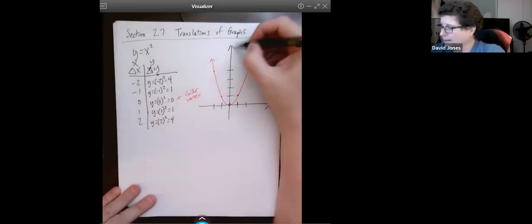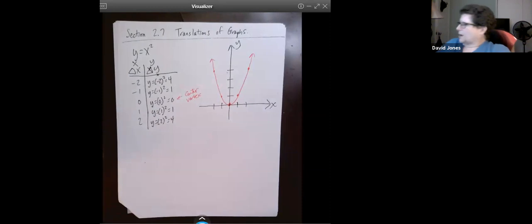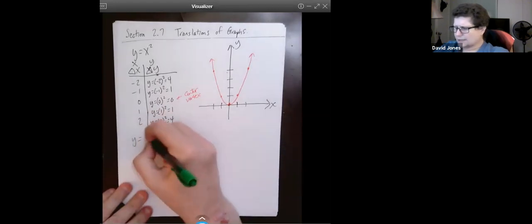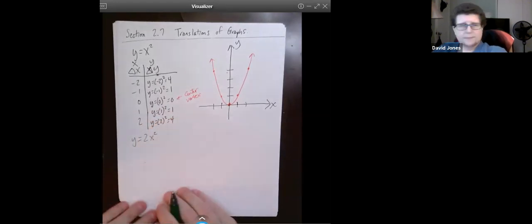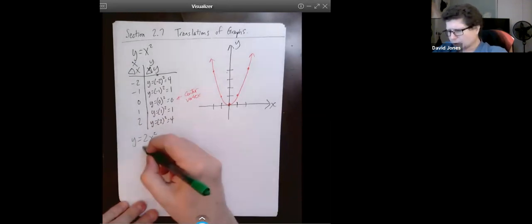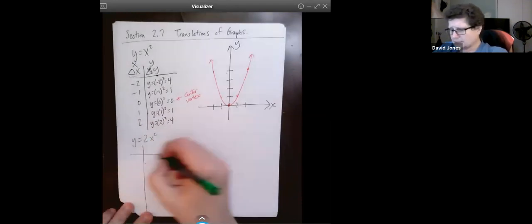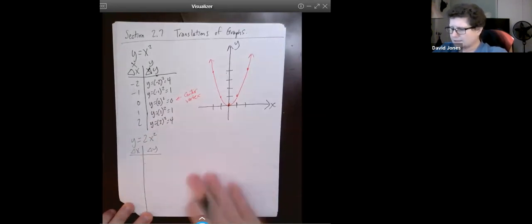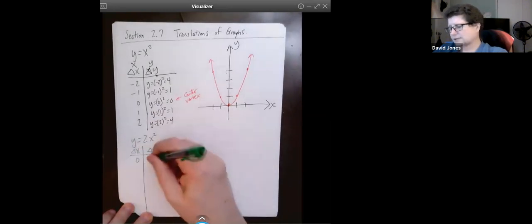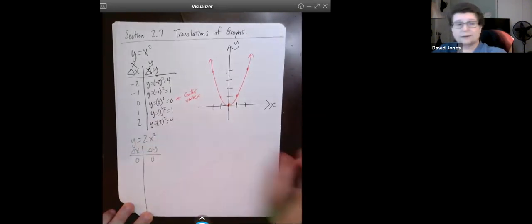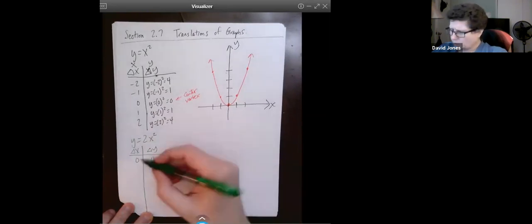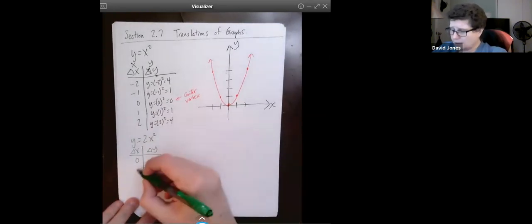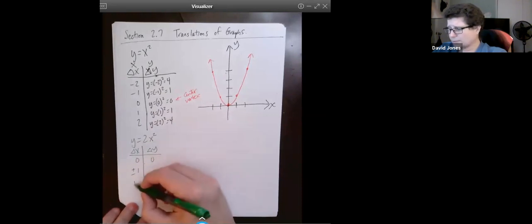That's what's happening there. What happens if we modify the graph, though? What if we change the equation? Take a look at y equals 2x squared. We're going to do a similar process. Now, 0, 0 hasn't changed. Plug in 0, you get 0 out. What's going on here, though? If we do plus or minus 1 and plus or minus 2.